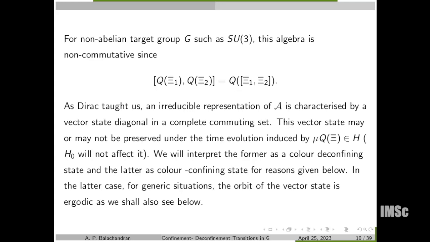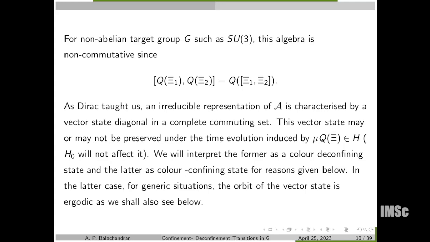So here is what Dirac proposes. A is my algebra of observables. These are the color neutral objects, and they are local. Locality is important. You don't take a Wilson line going away to infinity. That will not be local. That is not gauge invariant if it runs to infinity. Local operators. In fact, the Wilson line will come back in a minute. Then, the irreducible representation of A, the algebra of observables, is characterized by a vector state diagonal in a complete commuting set. If you want to examine the color sector, it will be characterized by the eigenvalues of a complete commuting set of this algebra. Otherwise I cannot diagonalize them simultaneously.